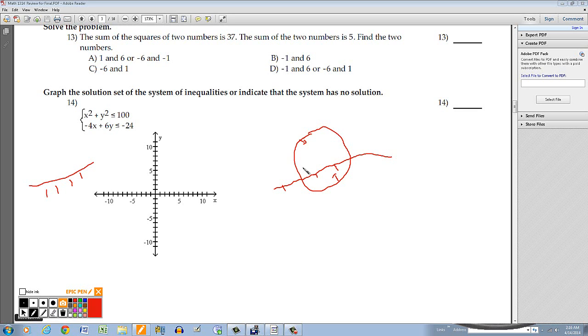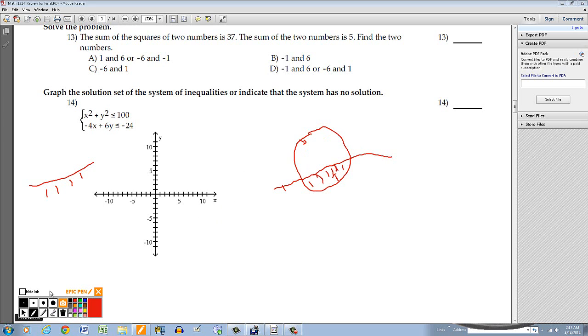Okay, so I want the solution set of the system. So the solution set of the system then has to be the set of points that, one, is inside the circle and at the same time below the line. So inside the circle and below the line. Okay, so that would be this region right here. Notice I didn't even use a coordinate system, but I'm assuming that that's what's going to happen.